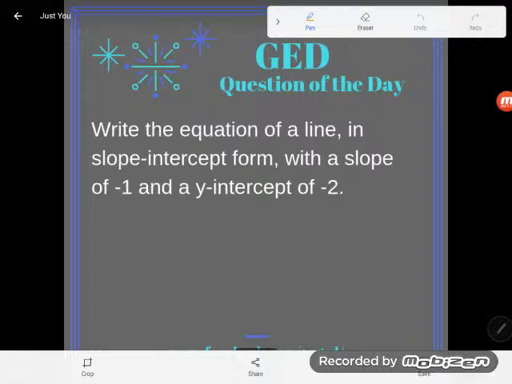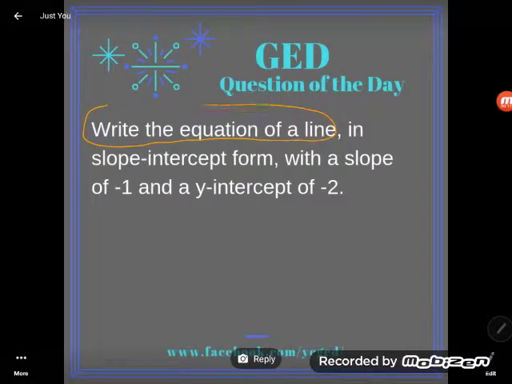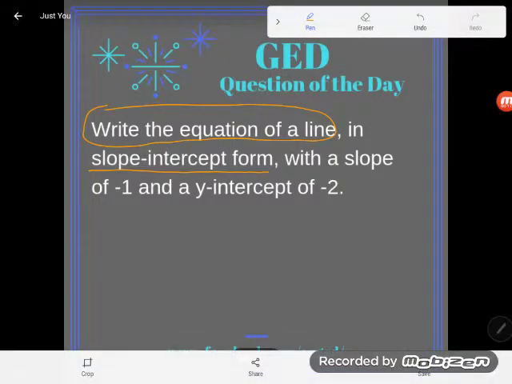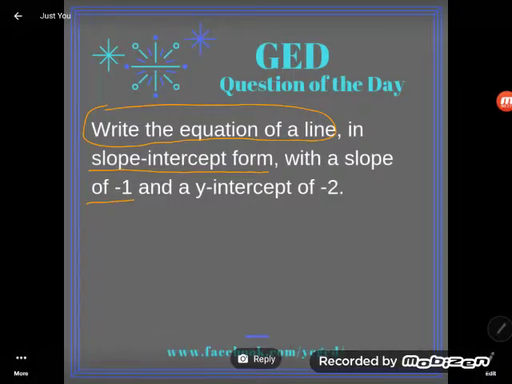Reading this problem, it says write the equation of a line. So they're asking us to create an equation in slope-intercept form, and they tell us what that equation should look like. It has a slope of -1 and a y-intercept of -2.